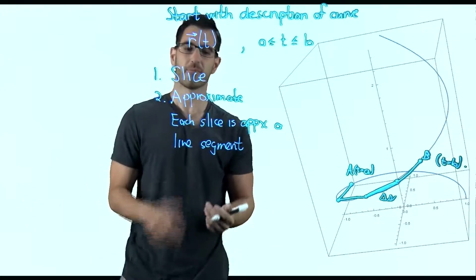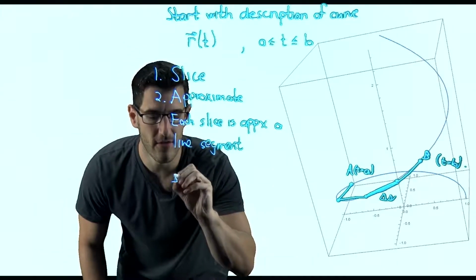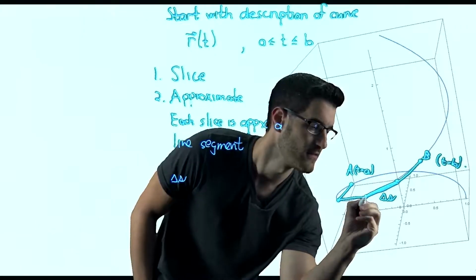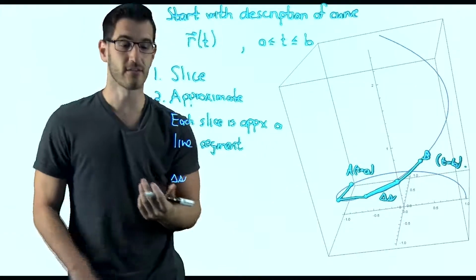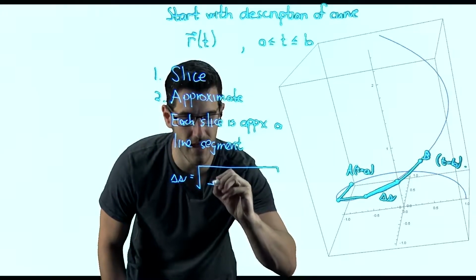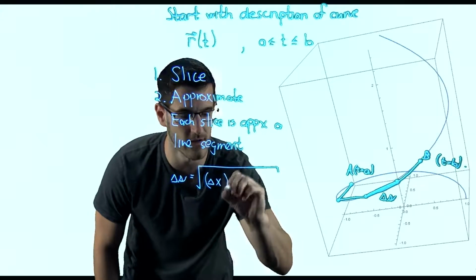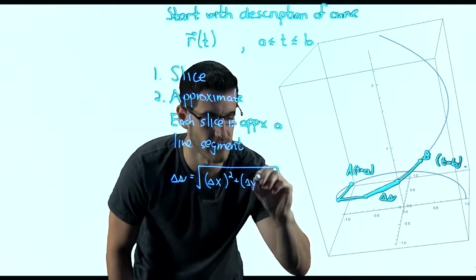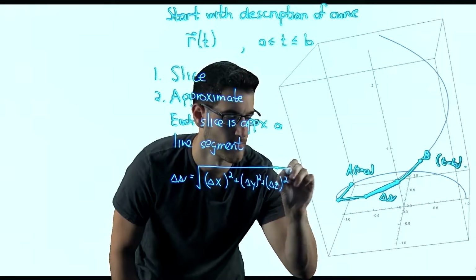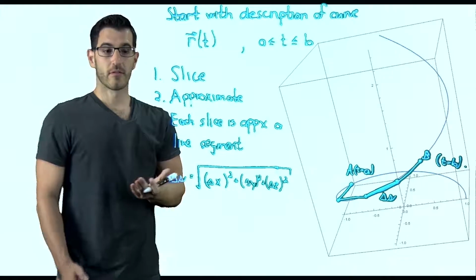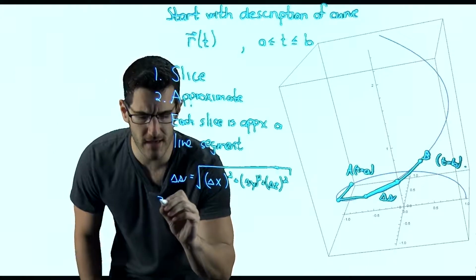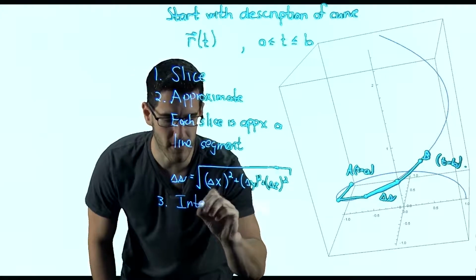Well, we just came up with a formula for it. If I know what the x, y, and z coordinates are at my point here and my point here, I can calculate the difference between them, and I can then calculate my delta s as the square root of delta x squared plus delta y squared plus delta z squared. So that's nice. Then once we have that approximation, we can integrate.